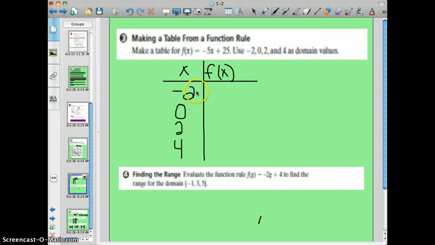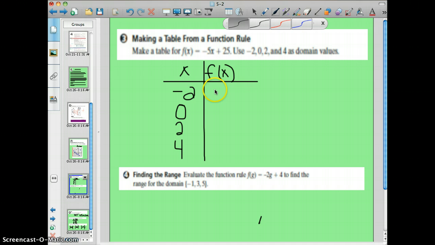So we're going to put in -2. Remember, domain is input. So we put in the x, which is -2, and we have -5 times -2. That gives me a positive 10 plus 25 gives me 35. I'm going to plug in 0. 0 times -5 is 0 plus 25 gives me 25. Let's plug in 2. 2 times -5 is -10. -10 plus 25 is 15. And then let's move to 4. -5 times 4 is going to be -20. -20 plus 25 gives me a positive 5.